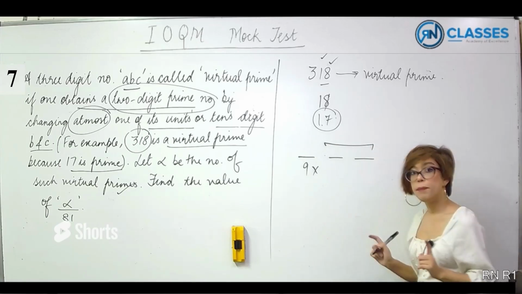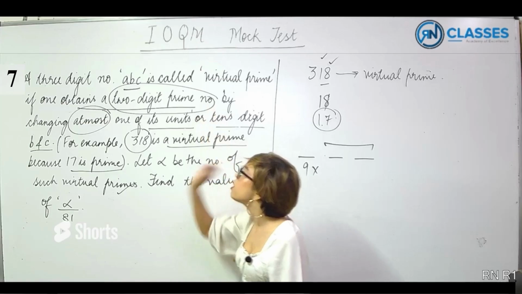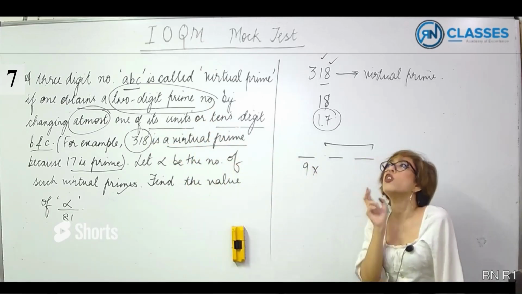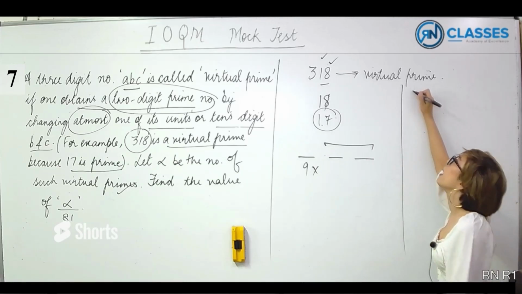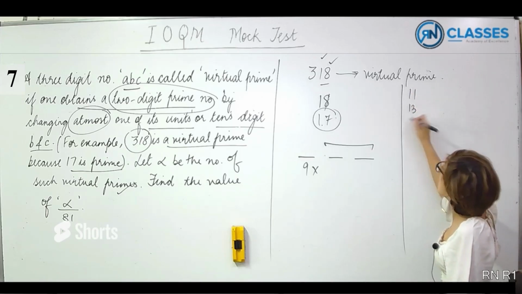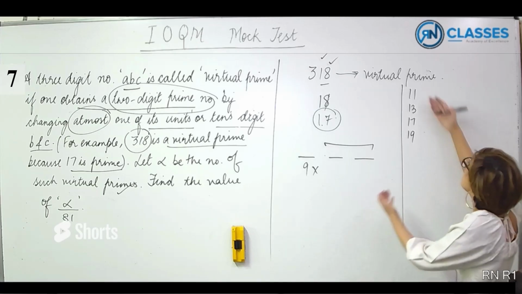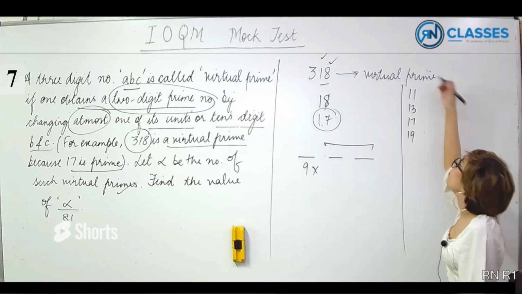Now this is the tricky part. Now he says you should have a 2-digit prime number by changing at most one of its unit or 10th digit. I should get a 2-digit prime number. My 2-digit prime numbers look like, let's start with 11. I have 11, I have 13, I have 17, I have 19, and so on. Mind it, 11, 13, 17, 19. Suppose I take the number 10.